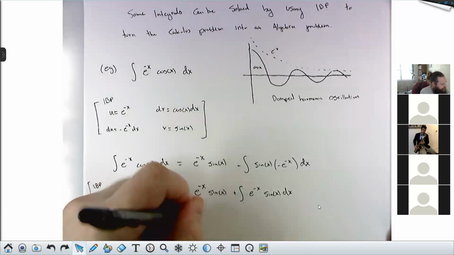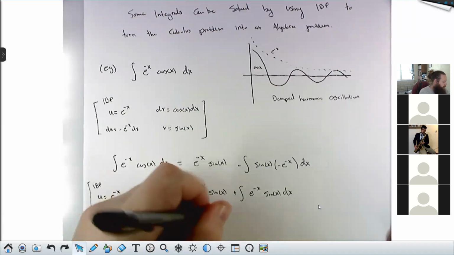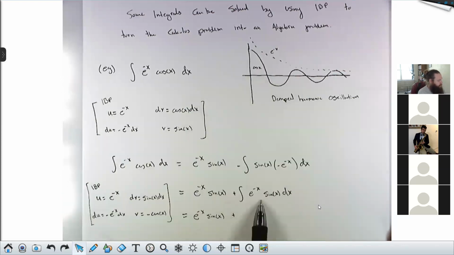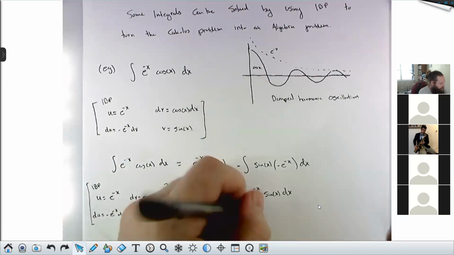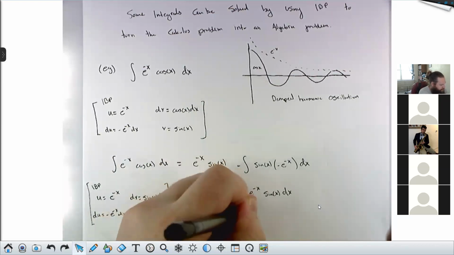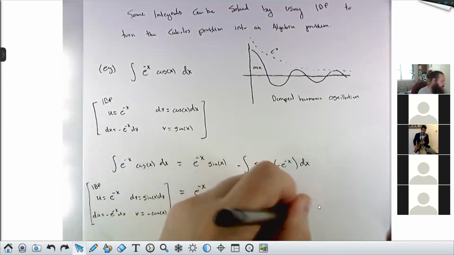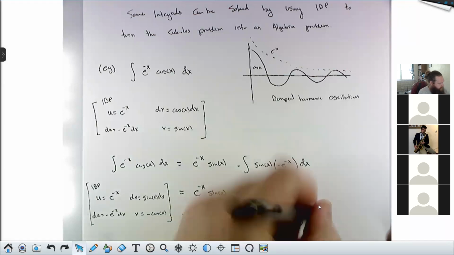We get e to the negative x sine of x, still chilling here from the first part, plus this integral is equal to e to the negative x times negative cos x. I'll write it like this: e to the negative x times negative cos x, minus the integral of v times du, which is negative cos x times negative e to the negative x.